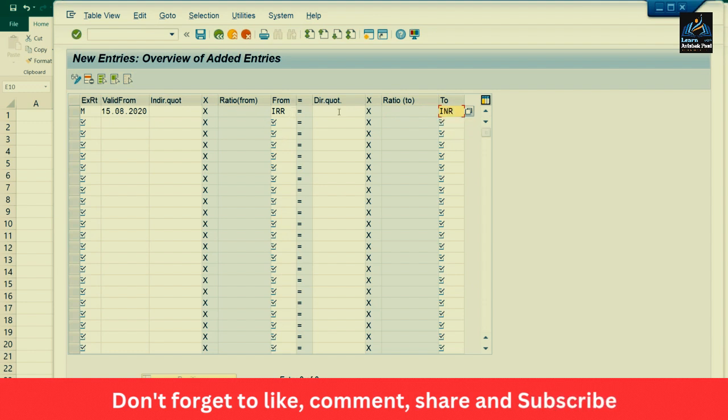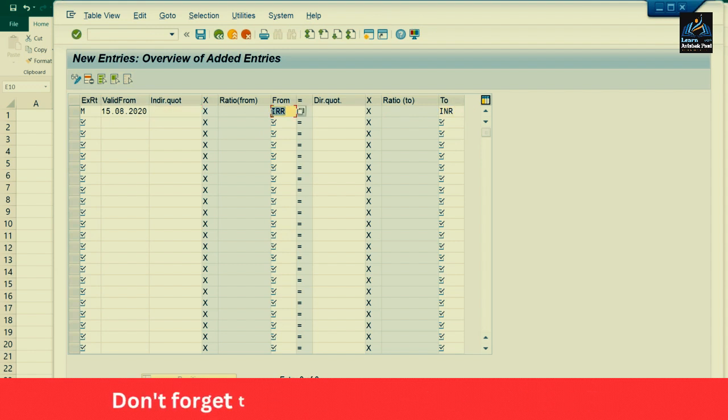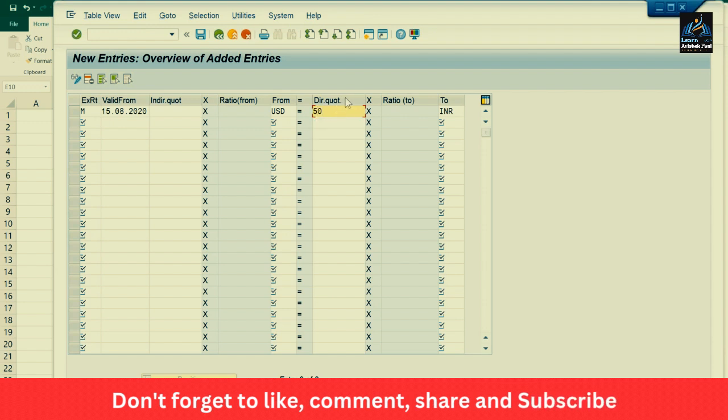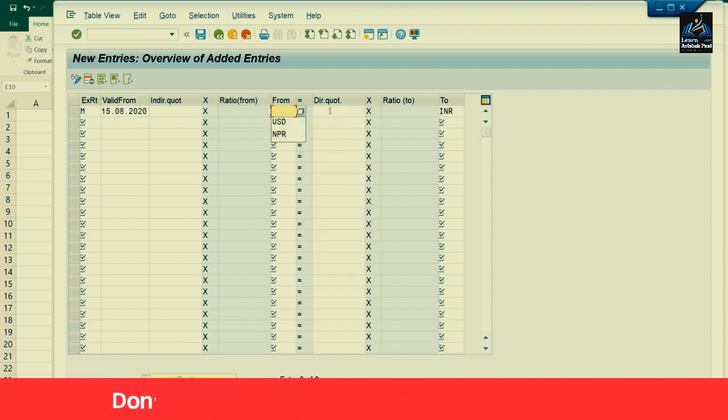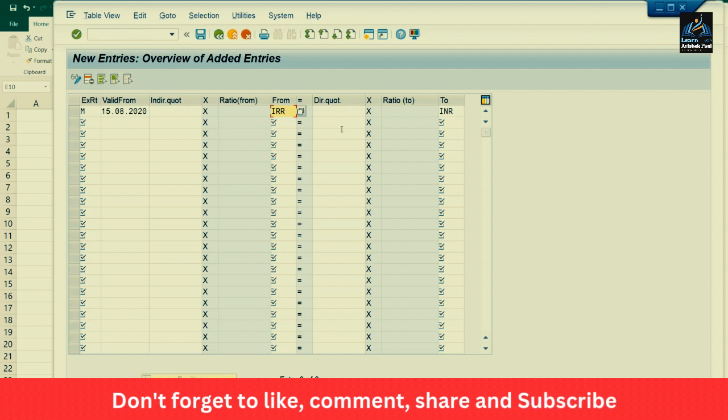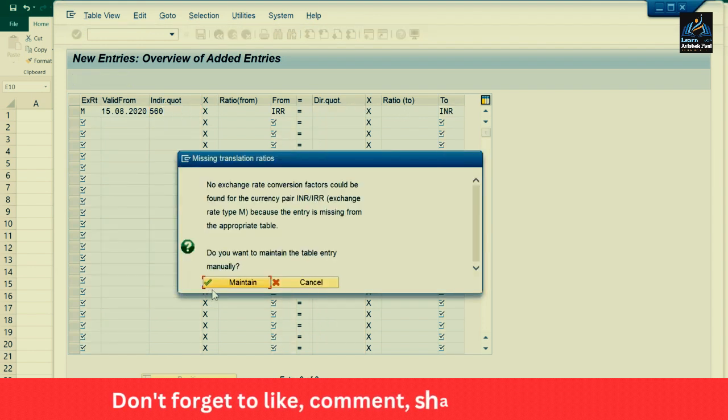Right? So now what is happening is, if it was USD, then I'm saying that 1 USD equals 15 Indian currency. Look at here, under direct quotations. But at the same time, if the foreign currency is Iranian currency IRR, in that case I'm saying that 560 Iranian currency equals 1 INR. You press enter. The exchange rate could not be found in the currency exchange rate type table because the entry is missing from the appropriate table.